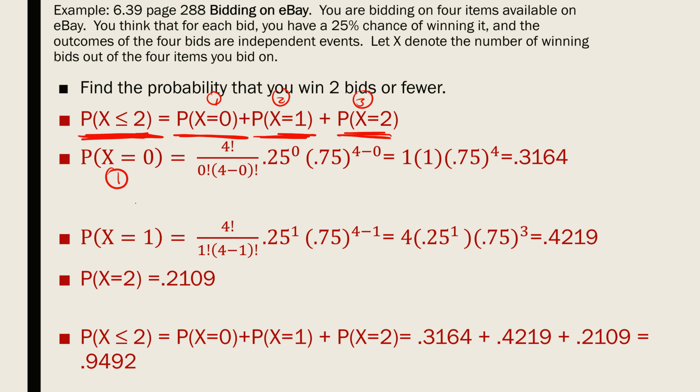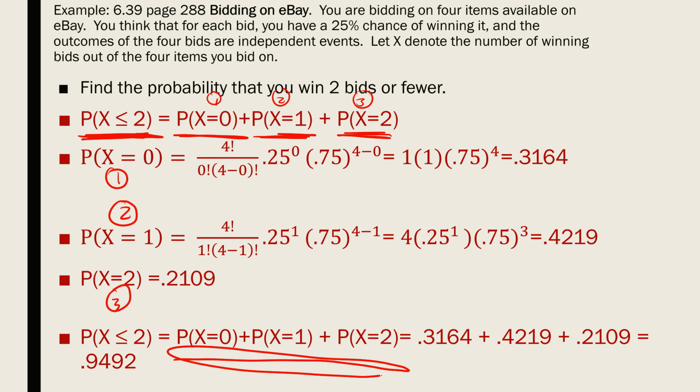So first, we calculate the probability of x equals 0. Then the probability of x equals 1. Last, the probability of x equals 2. The last step is you add these 3 probabilities. Then you have the probability of x less than or equal to 2. This type of question will also show up in exam 2.